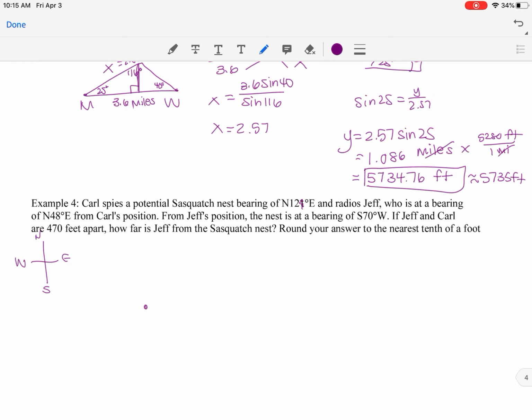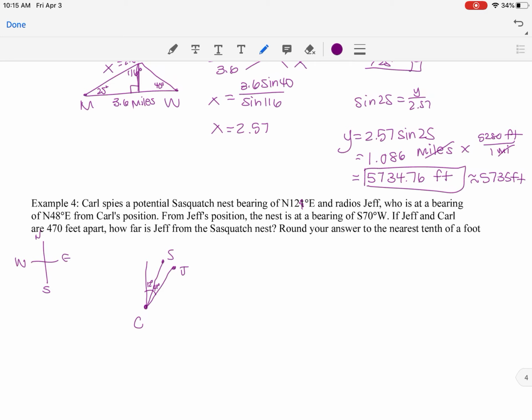From Jeff's position, okay, well, let's just start with what that looks like. So what we're saying is if we've got Carl here and we go due north, so we draw a straight line there. If I just go over 12 degrees, that's where the Sasquatch is. However, if I stay in Carl's position and I go over 48 degrees, so this is 48, then I will get to where Jeff is. I don't necessarily know how long those lengths are.